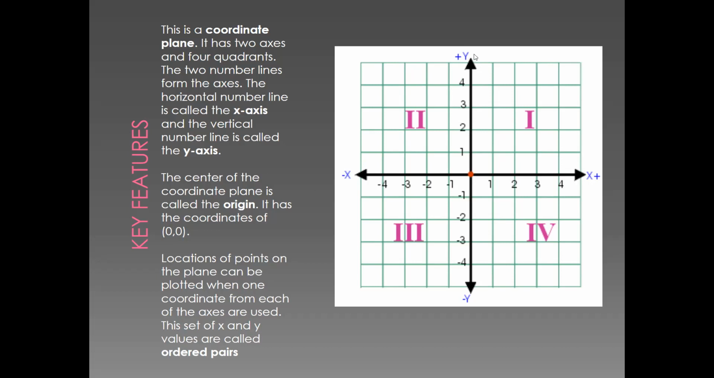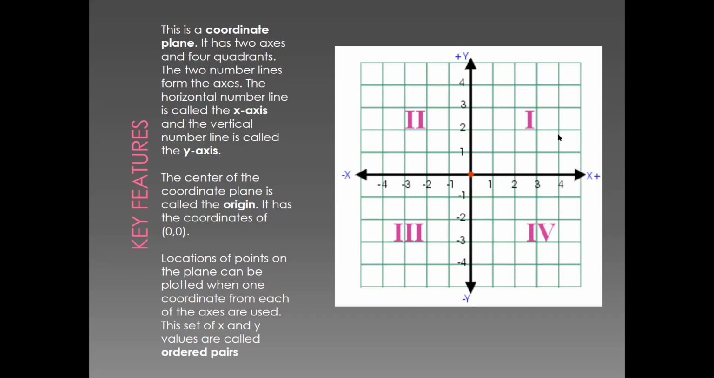When you go up, the numbers are positive. When you go down, the numbers are negative. That's more like the thermometer style of a number line, because when you go below 0, it's getting colder. Numbers are getting lower and lower, farther below 0.